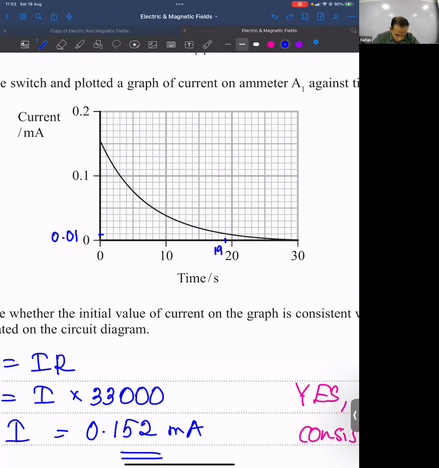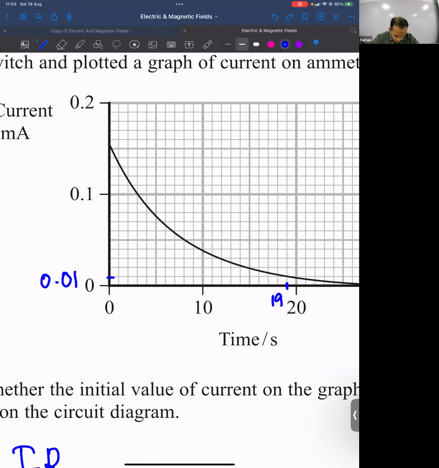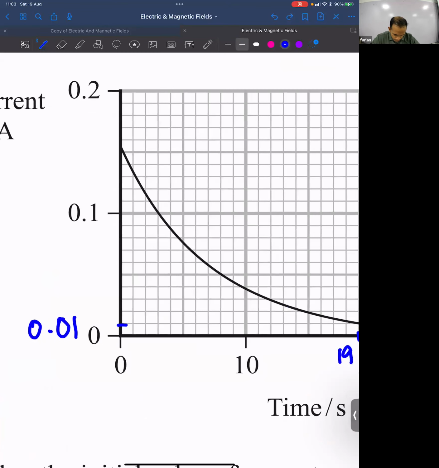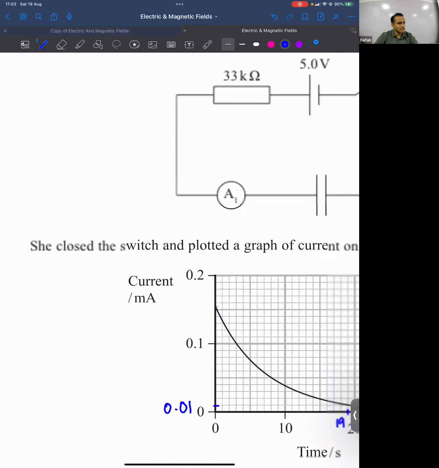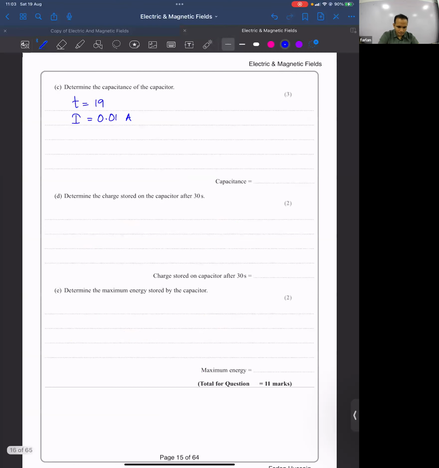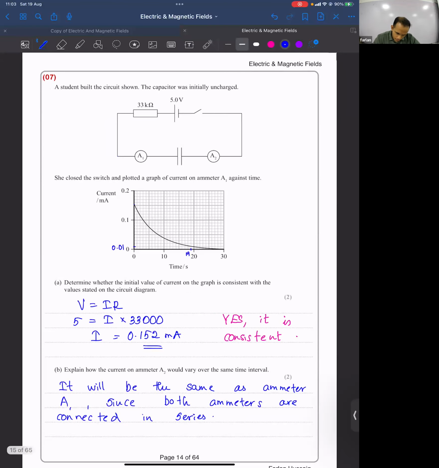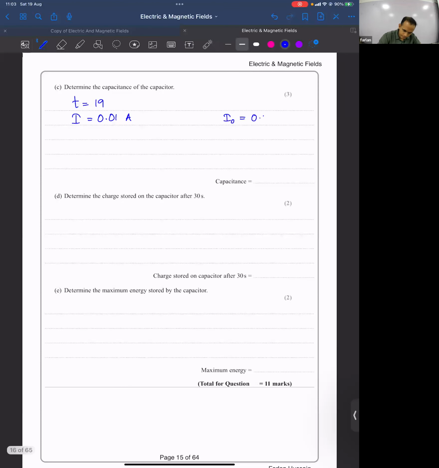So the initial current is how much? Initial current is 0.152, right? I will take 0.153, a bit more than 0. Okay. But when you use the calculations, you found 153, right? Give me a minute. I noticed 0.153. Now these are in milliamperes at t equals 0.